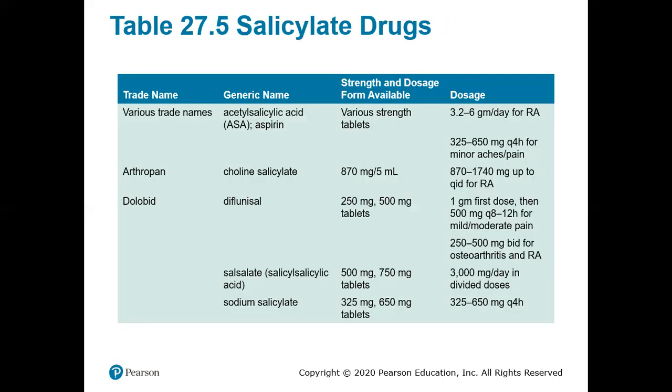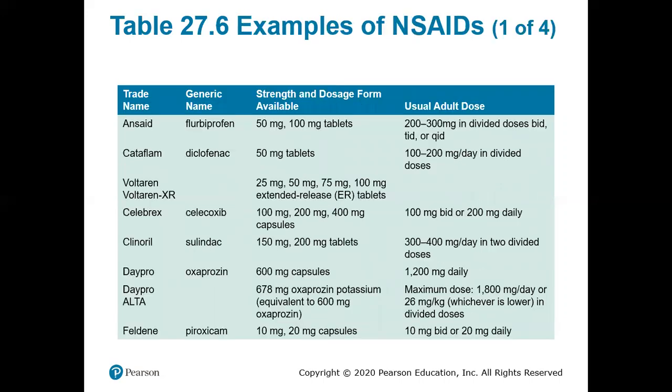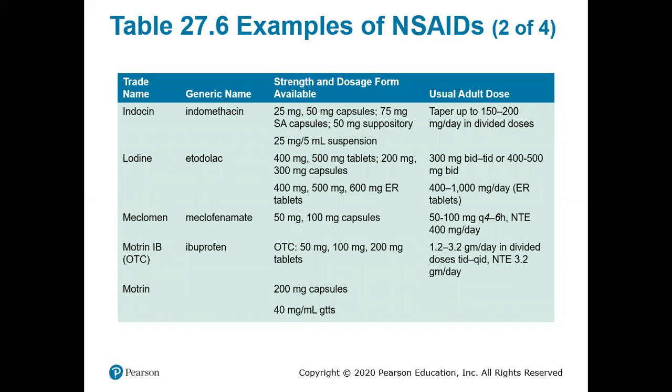Table 27.5 is found on page 429. It details the salicylate drugs. And I apologize for my enunciation of some of these things. Table 27.6 is also found on page 429. It details examples of NSAIDs, that's the non-steroidal anti-inflammatory drugs. And as you can see, that is quite a large table. It carries over to page 430 in the textbook.